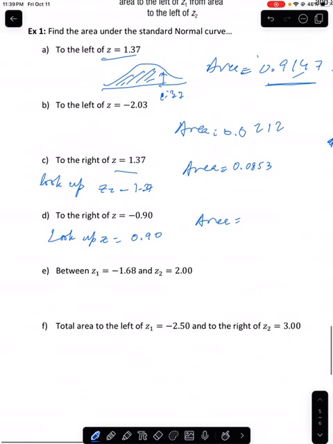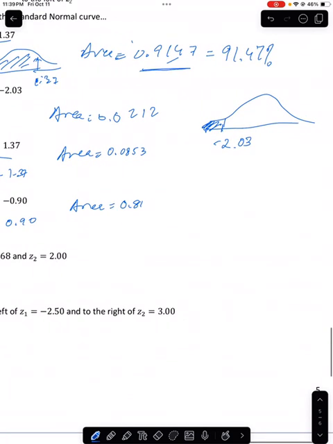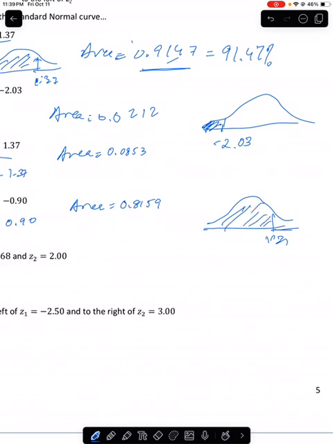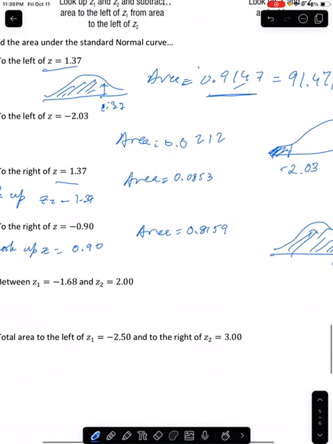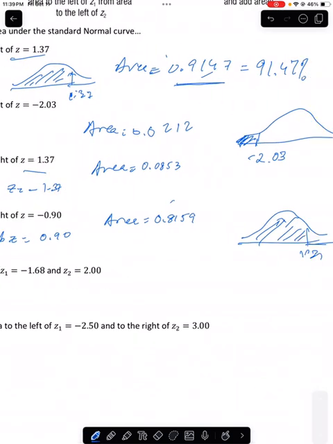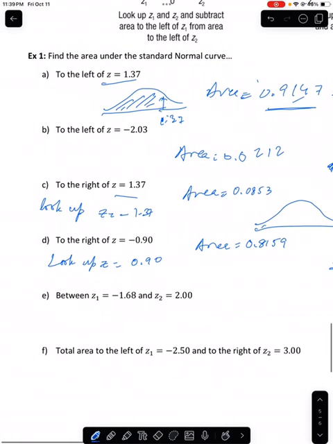Then you can say, does that make sense? If I graph it, my 1.37 would be somewhere on the right here. Oh yeah, it makes sense because we have a lot of area. Whereas if I had drawn the graph for the previous one, which said to the right of C, this is 1.37. To the right of this is a very small area, which makes sense.